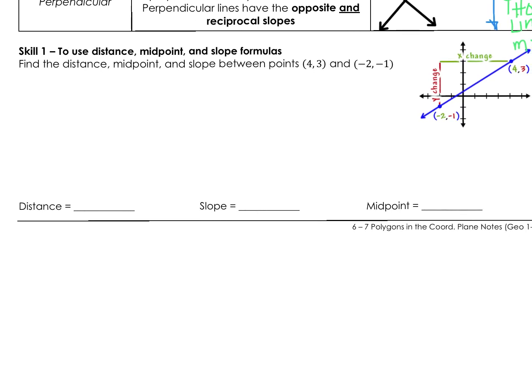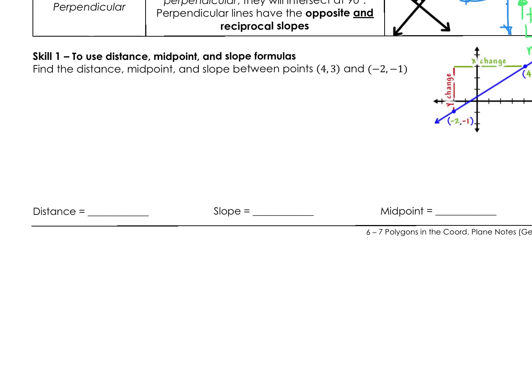All right, so let's go through these three formulas just so that you know how to use them. The first one that we're going to do is going to be distance. The first thing I'd like to do is label these points as x sub 1, y sub 1, and x sub 2, y sub 2. It doesn't matter which is sub 1 and which is sub 2. And then you have the slope formulas above.